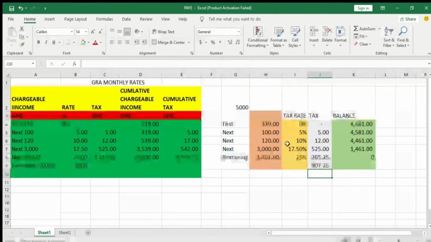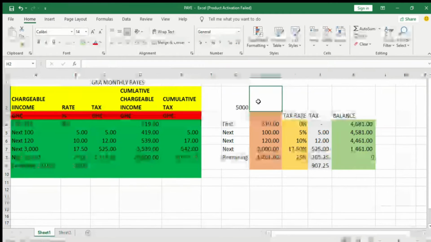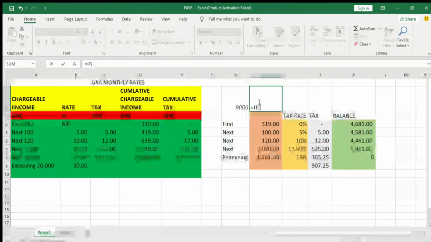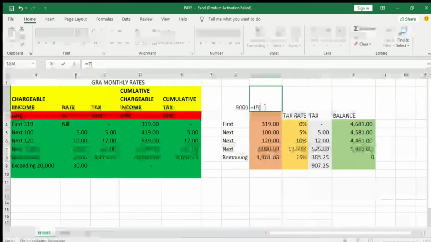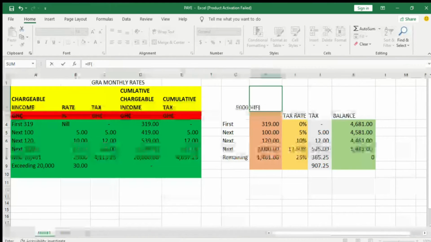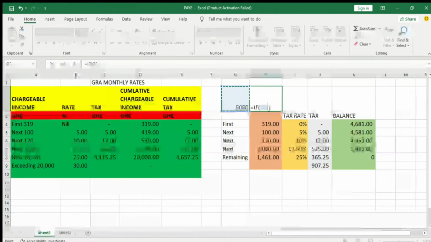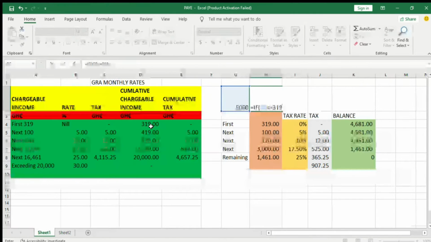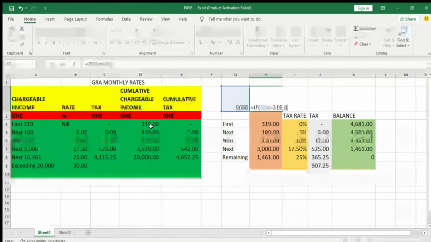Okay, let's start. So the formula goes like this. You bring your equal to sign, and you enter the IF function. So if you press your tab to get your bracket. So if cell G2 has the 5,000 Ghana cedis. So this is cell G2 here. So if cell G2 is less or equal to 319. So at 319, that is the first 319, the rate is 0. So you just enter your 0 here, then you bring your comma, then you move to the next one.